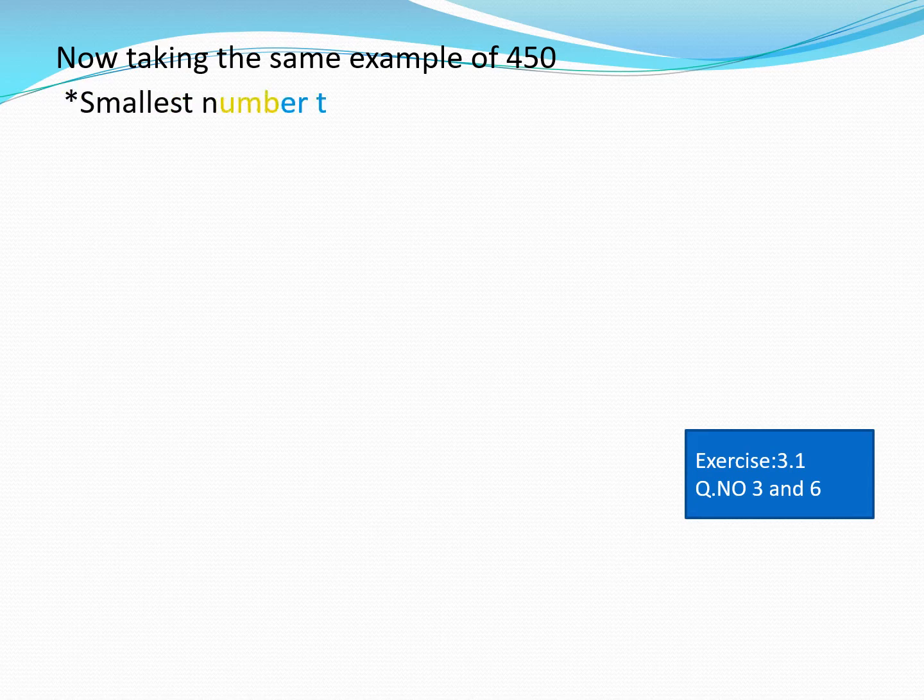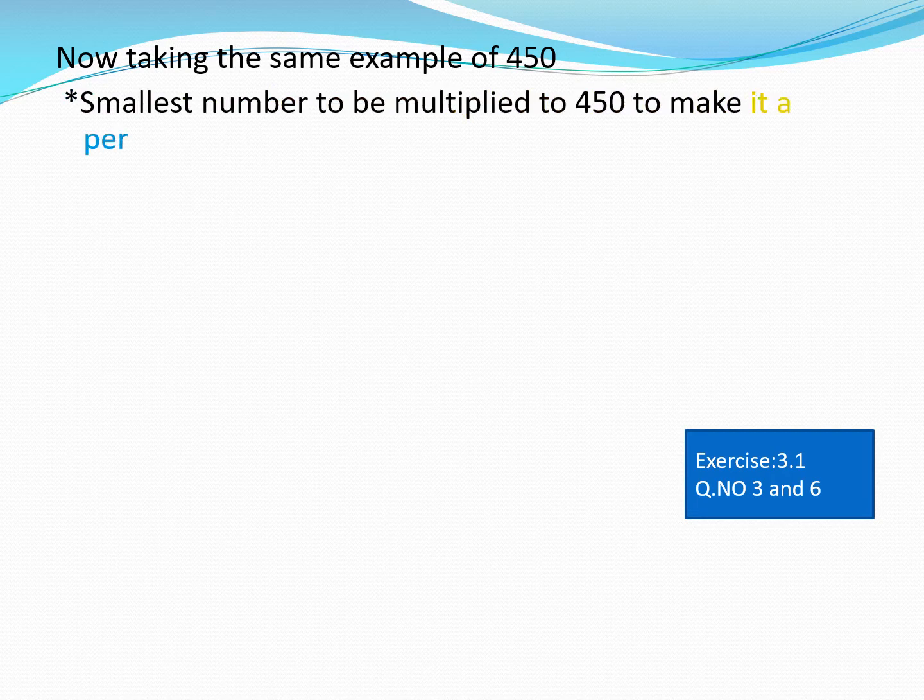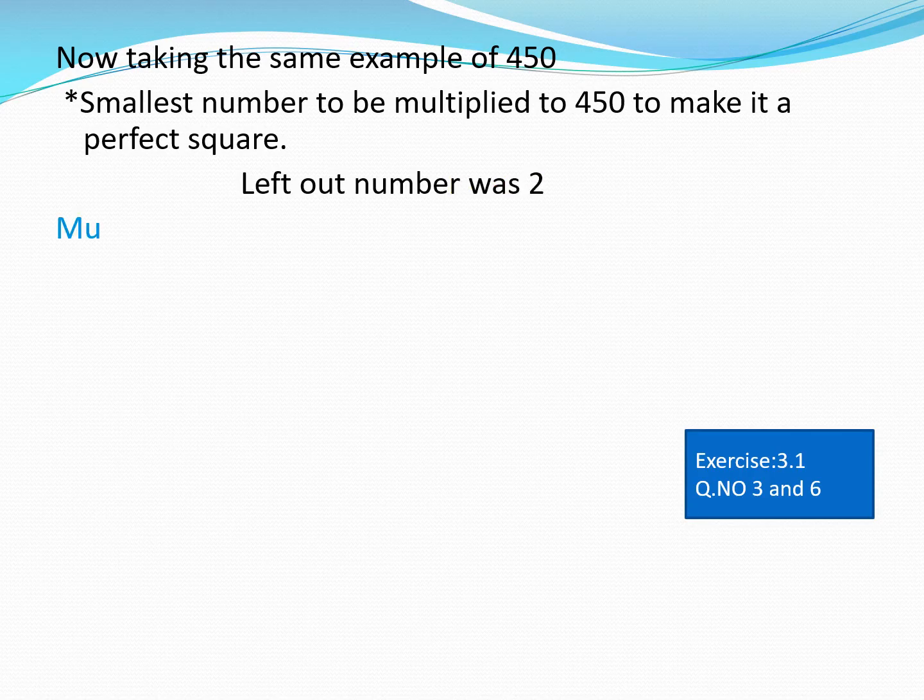Sometimes you may get questions like, if a number is not a perfect square, then find out the smallest number which will be multiplied to that given number to make the number a perfect square. To know more about this, we will take the same example from the previous one, that is 450. As we already know, 450 is not a perfect square as 2 was left ungrouped. So in this case, let us make the question like this: find the smallest number to be multiplied to 450 to make it a perfect square. We already know that the left out number was 2.